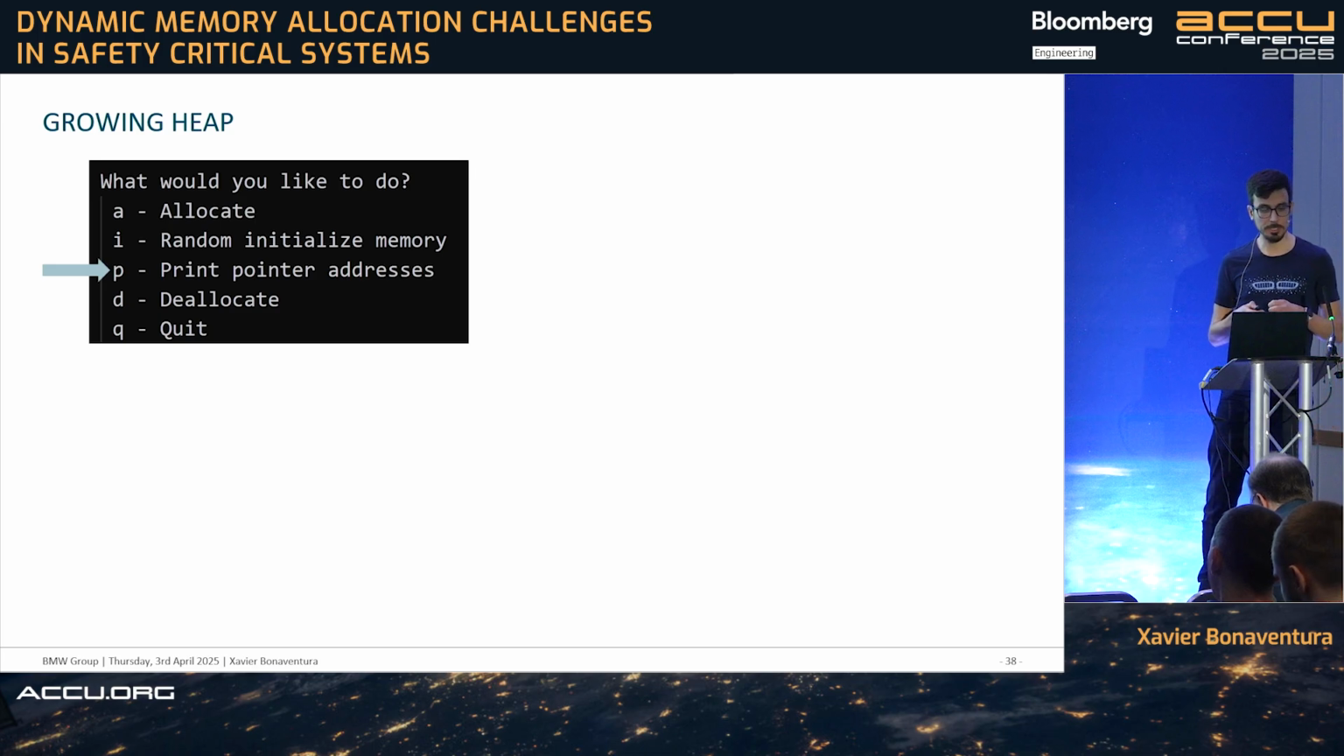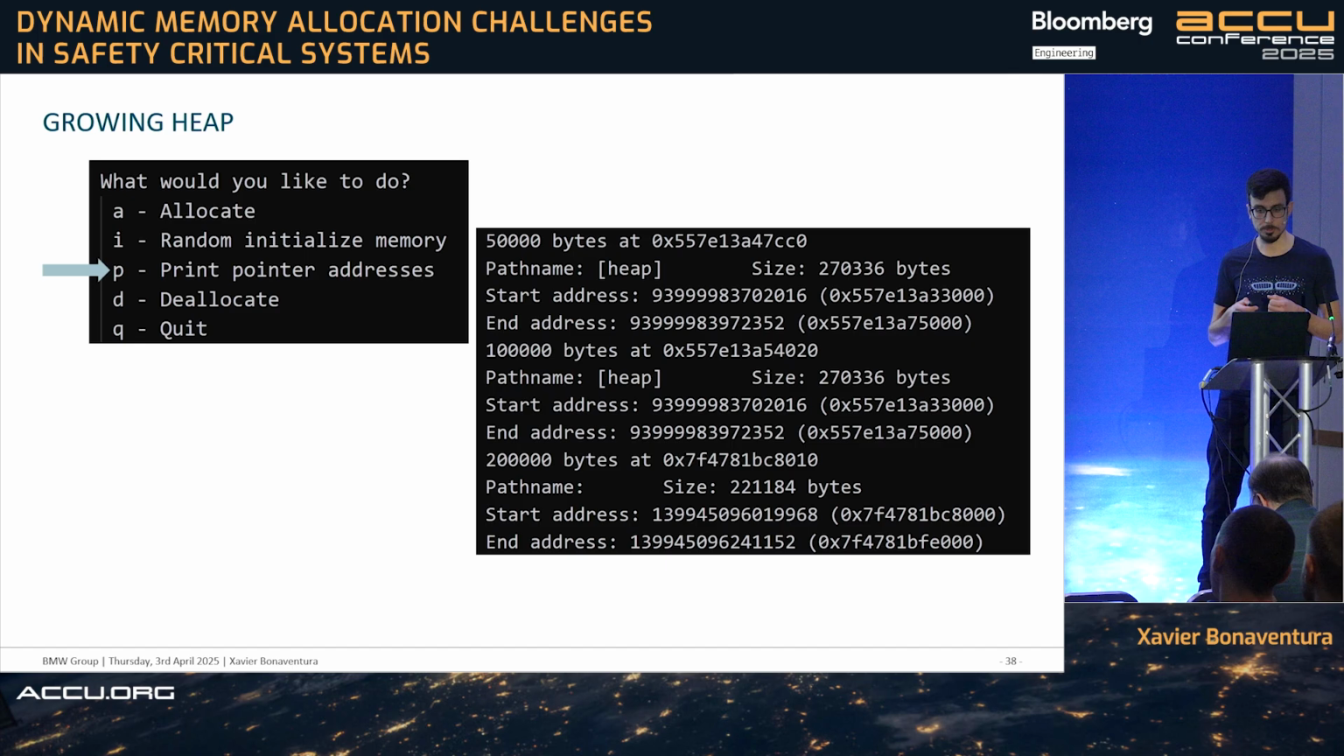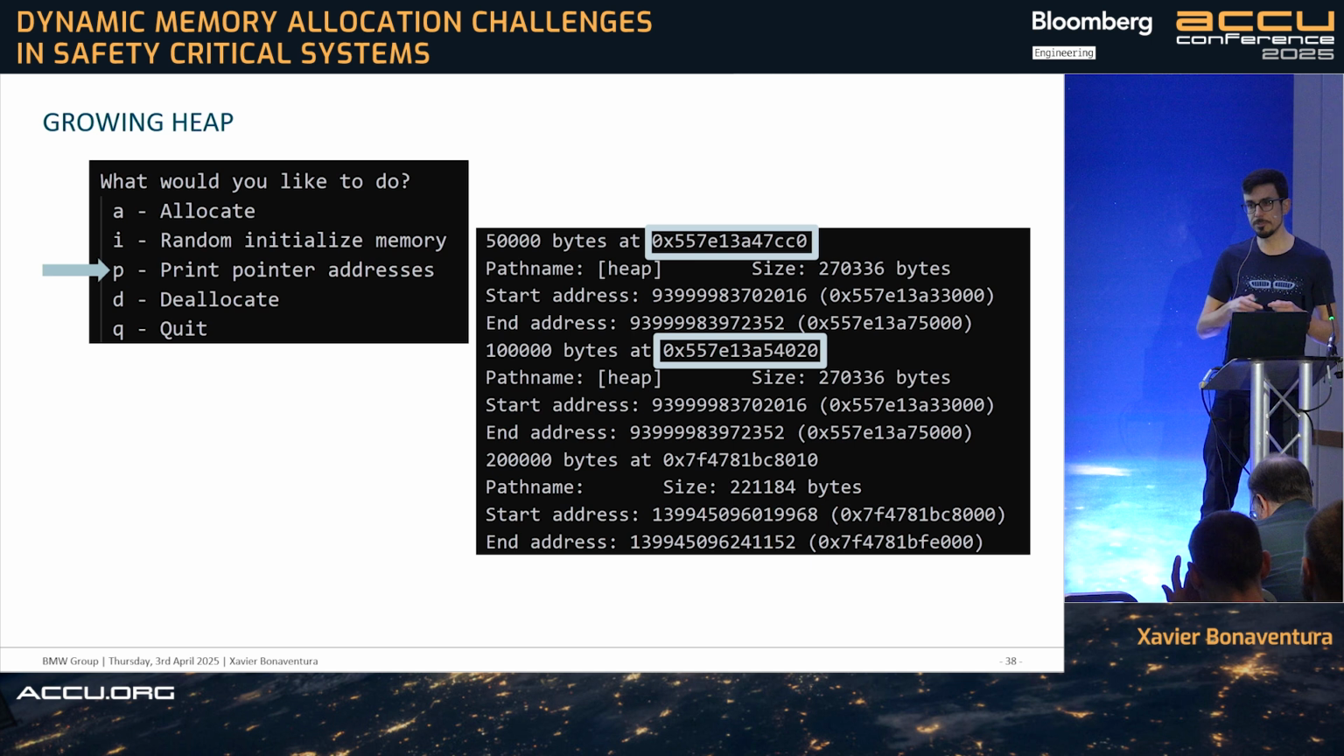And how can we figure that out? Okay, we print the pointer of the addresses. Basically, we see that the 50,000 bytes that we allocated at the beginning and the 100,000 bytes are at very similar addresses, and these addresses fall into the heap section.